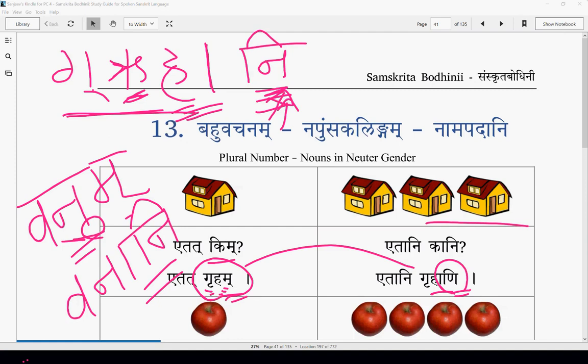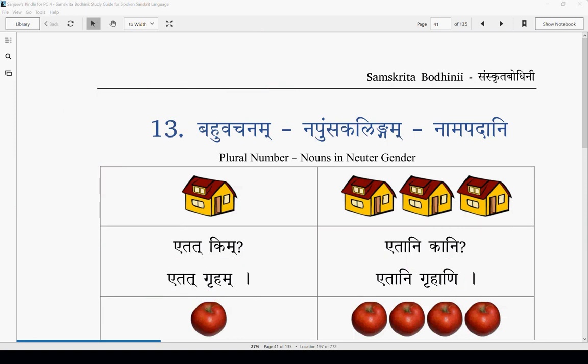Okay. Hope it is clear. If it is clear, we'll move to the next topic. So adding a vowel in between the Ha and the Na, it still changes, right? Yeah, changes. Vowels do not prevent. Okay. Thank you.